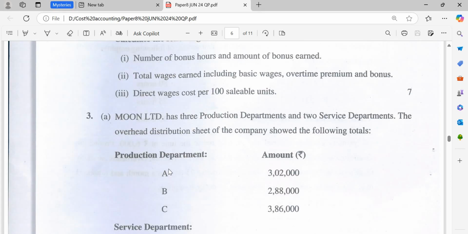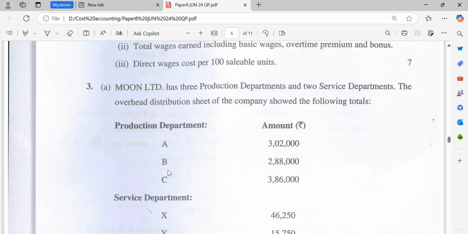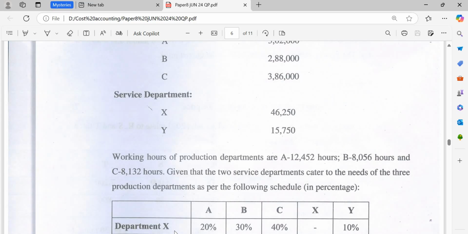So now we are going to see question number 3A. Moon Limited has 3 production departments and 2 service departments. So the overhead distribution sheet of the company shows the following. They have given overheads for production departments as well as service departments. This is basically the apportionment of overheads based on primary distribution summary. So we need to do secondary distribution.